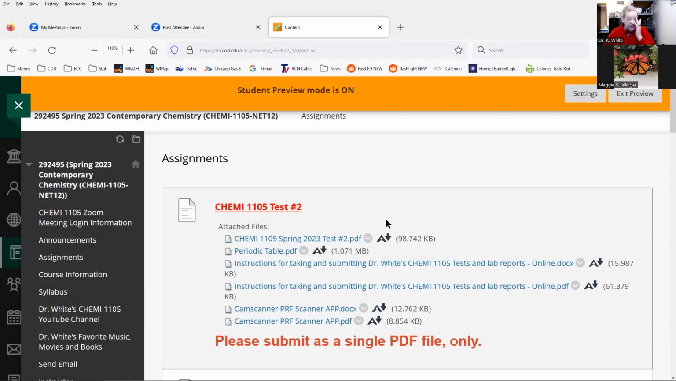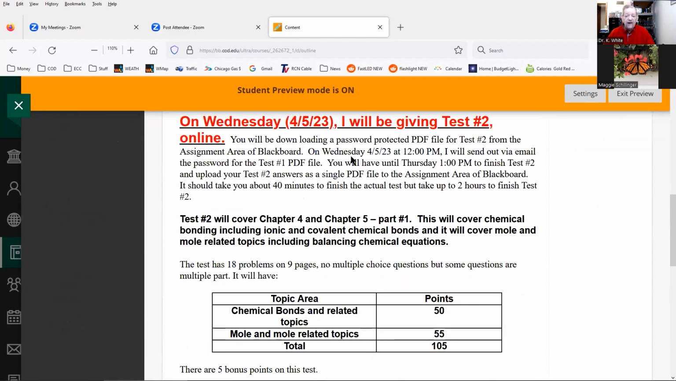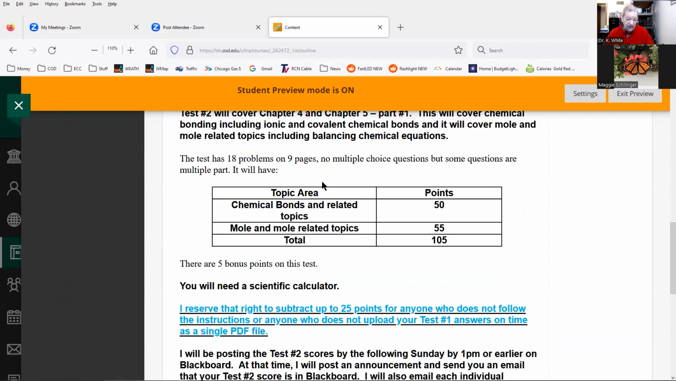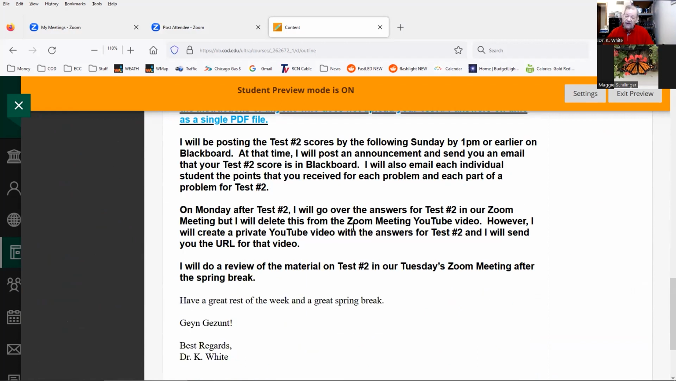And you will have until tomorrow, 1 p.m. to take test number 2 and upload it. As I've mentioned, here's what test number 2 will cover. Hopefully you've done the practice. Now, here I have 25 points. I've changed my mind. It's now 50 points. In other words, you better upload a single PDF file or you're going to lose a lot of points.